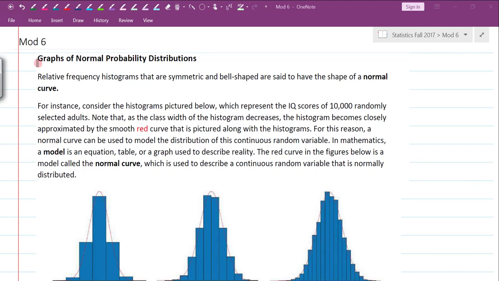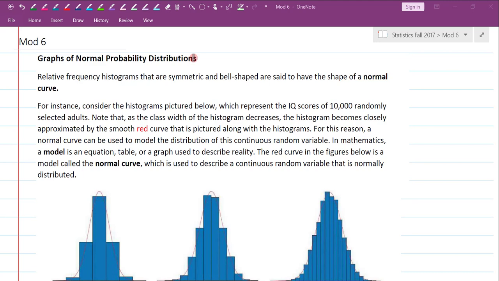Okay, let's get started. The first thing we're going to talk about is the graphs of the normal probability distribution. That's what Mod 6 is about. We've been discussing in Mod 5 discrete probabilities, which are countable. Well, we're going to be learning how to determine the probability of events and occurrences when the data is continuous. So that's why we're going to be switching over to the normal probability distribution, because that deals with continuous data.